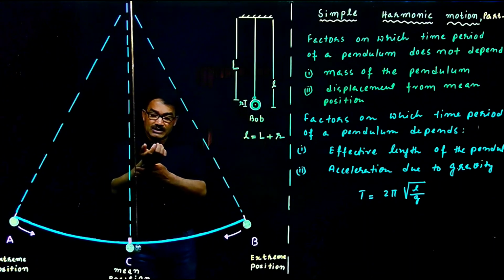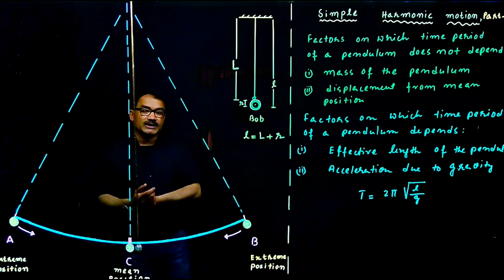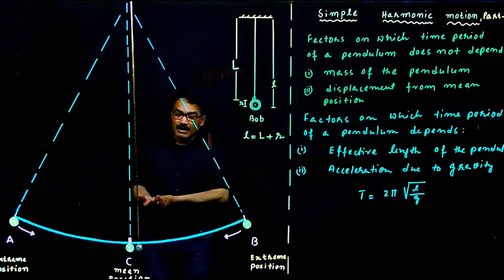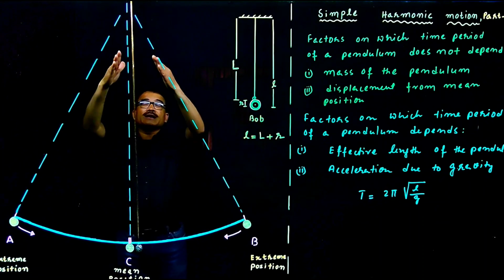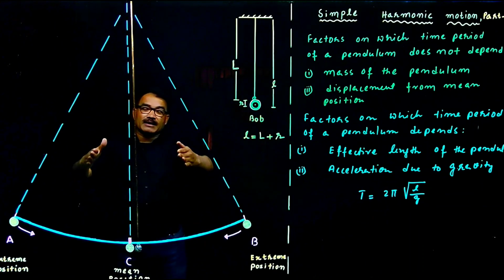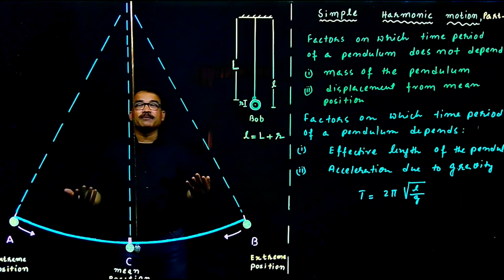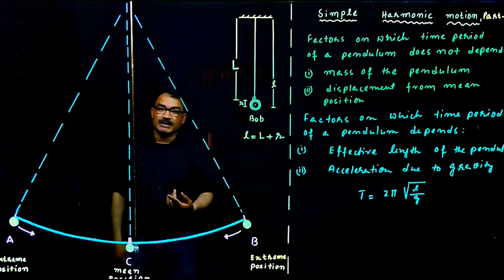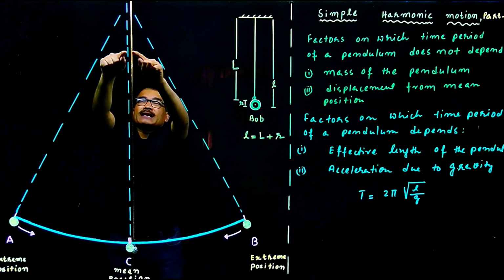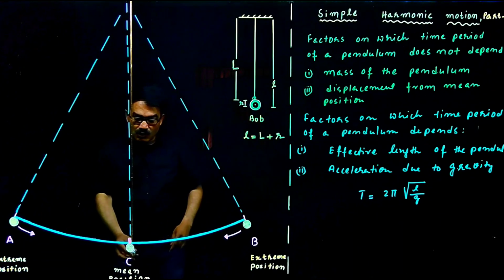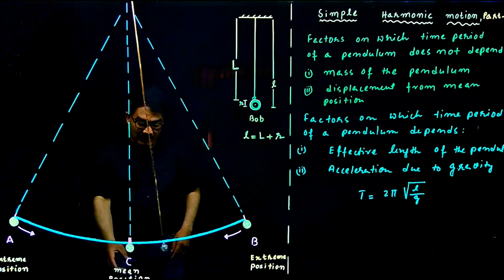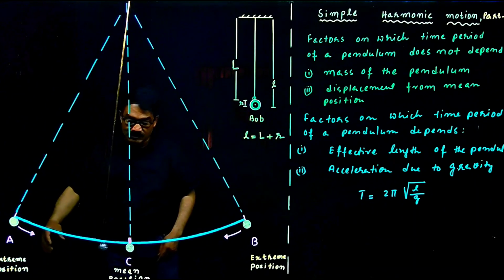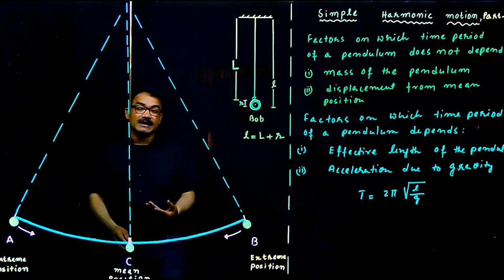So he had to use his pulse rate to check the time period of pendulum, and he found that within a small angular displacement, the time period is independent of the displacement. That means if these angles are small, then no matter how small is the displacement or how large is the displacement, time period remains the same.